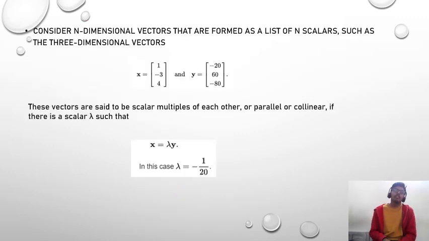Consider n-dimensional vectors that are formed as a list of n scalars, such as the three-dimensional vectors x = (1, −3, 4) and y = (−20, 60, −80). These vectors are said to be scalar multiples of each other, or parallel or collinear, if there is a scalar λ such that x = λy. In this case, λ = −1/20.